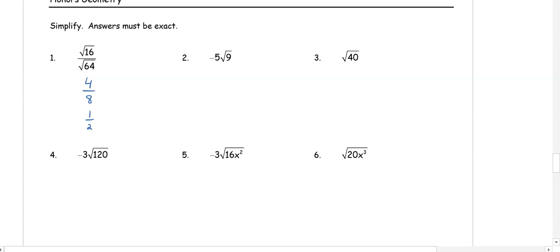In number two, we have -5 times the square root of 9. We know the square root of 9 is 3, so we have -5 times 3. Because it's a perfect square, our root goes away, and when we multiply, we get -15.